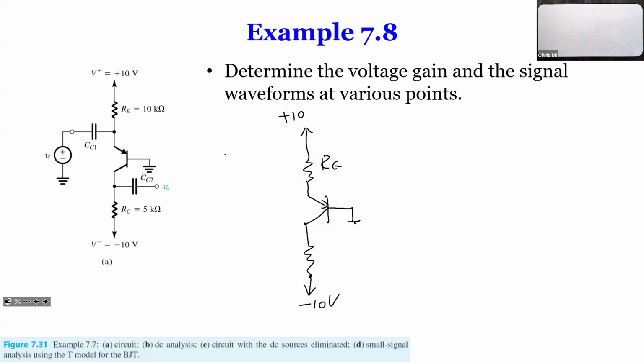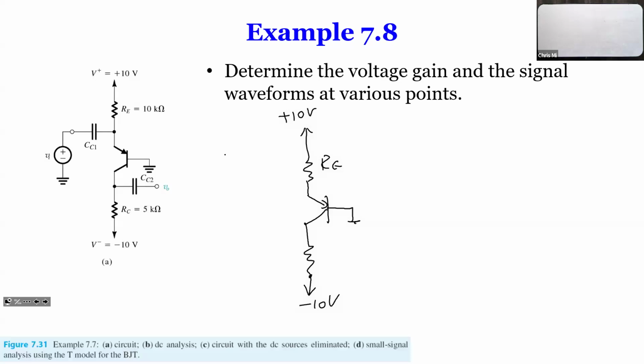When we do the DC analysis, the capacitor becomes an open circuit. So that VI is gone, that VO is gone, so it's just this simple circuit. In this case, our base is grounded. So if our base is grounded, of course, we have to assume it's in active mode.